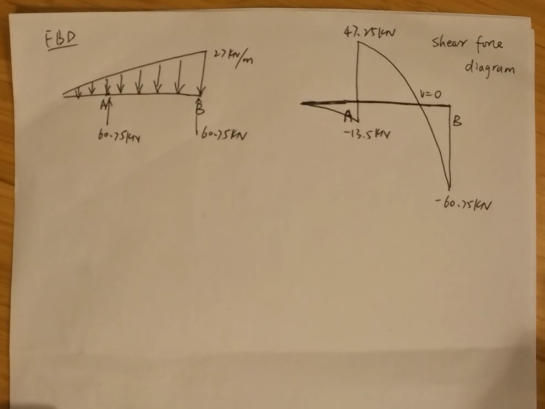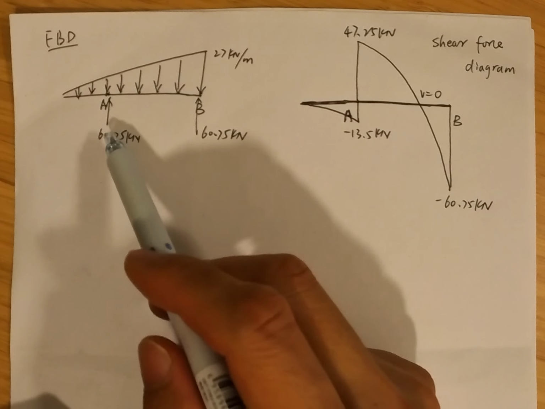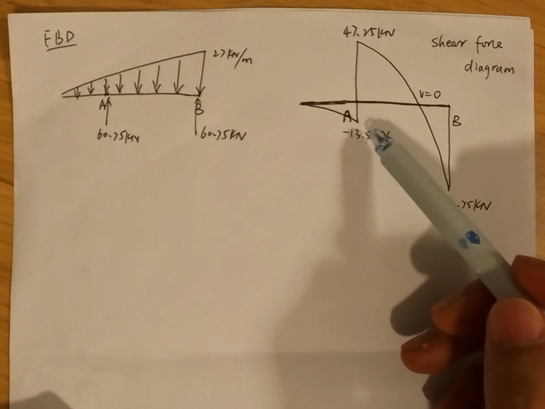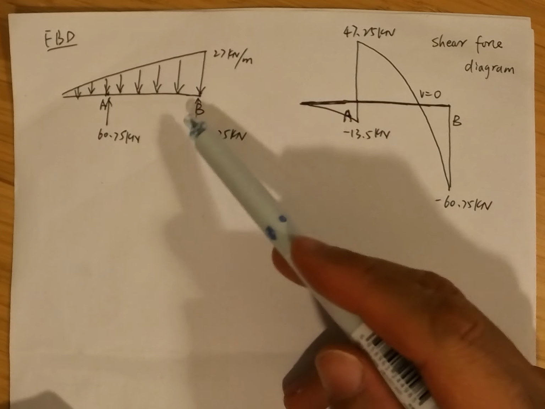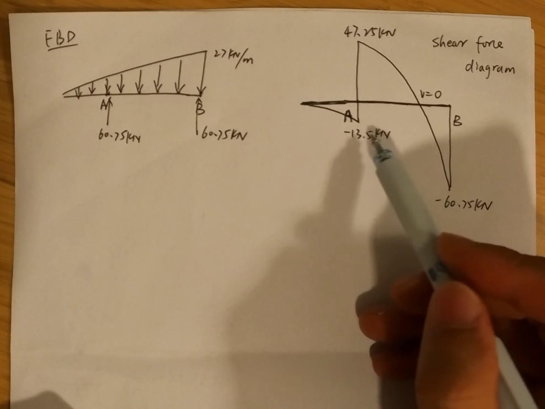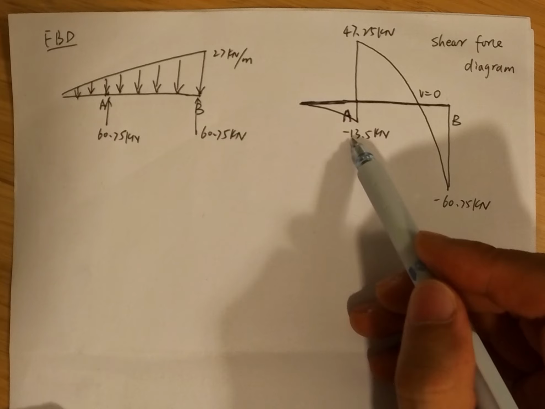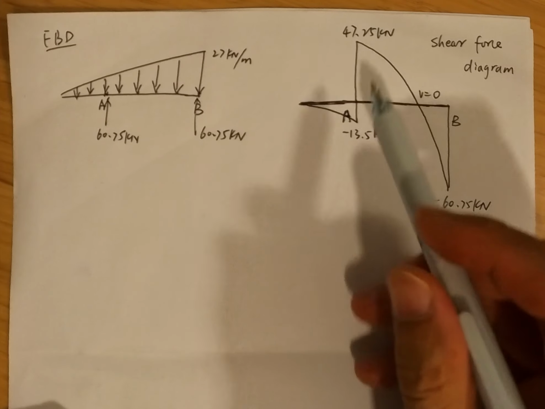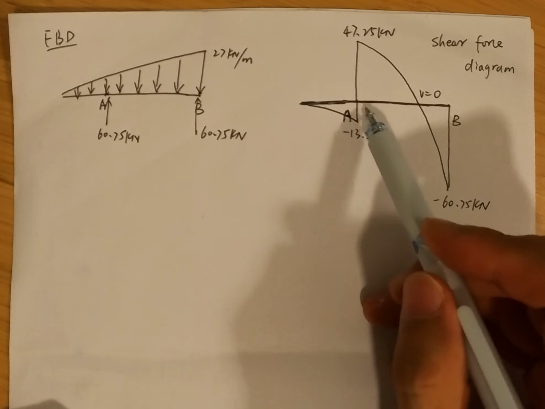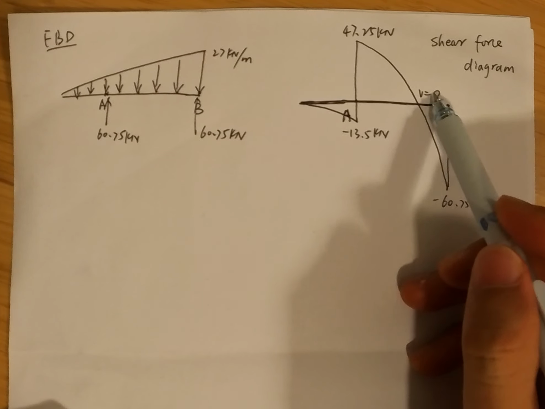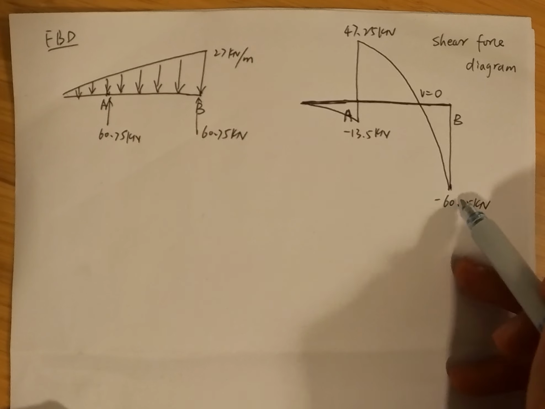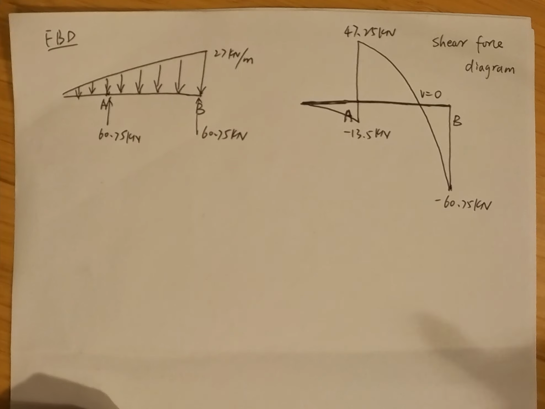So we have derived the reaction force, and this is the free body diagram, and we draw the shear force diagram for this beam. This is the shear force diagram from 0 to minus 13.5 kilonewton to 47.25 kilonewton, and across the beam this shear force equals 0, and at point B the shear force is negative 60.75 kilonewton.